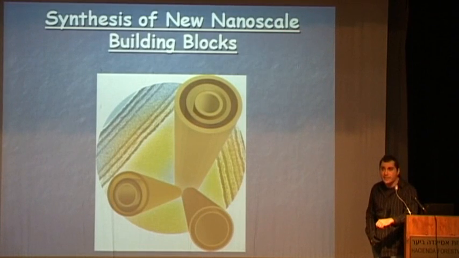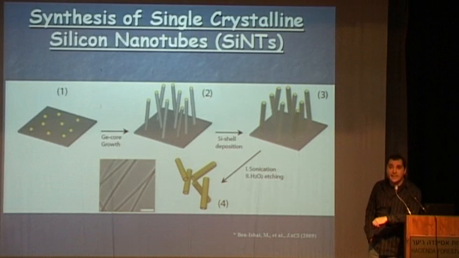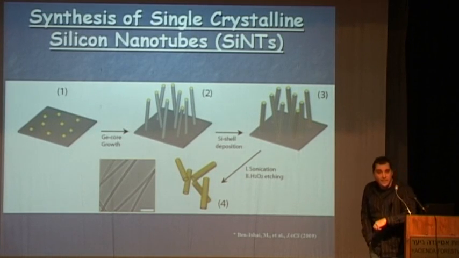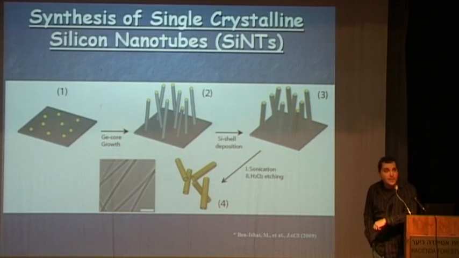I will try to show 3 examples, and the first example will focus on the synthesis of a new generation of nano building blocks: single crystalline silicon nanotubes. We can see here a general schematic that describes the general synthetic method. The first step consists of the deposition of gold nanoparticles or any other type of metal nanoparticles. Those gold nanoparticles serve as catalyst sites or catalyst seeds for the growth of germanium nanowires. I will show later on why we use germanium.